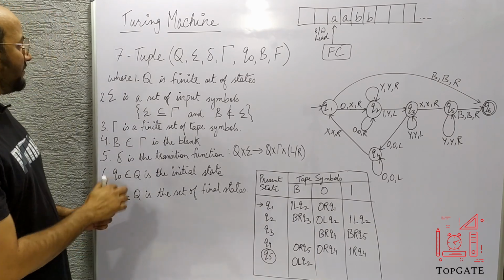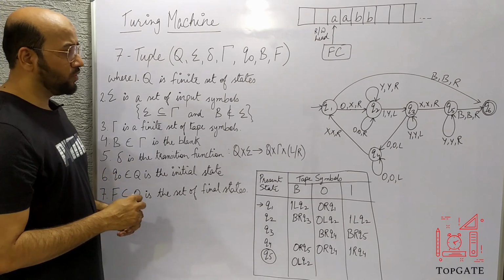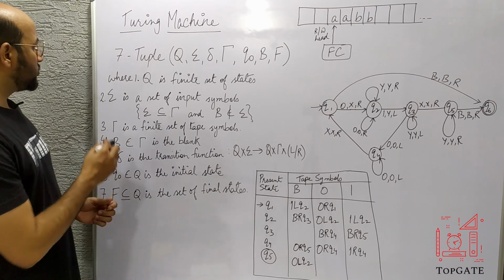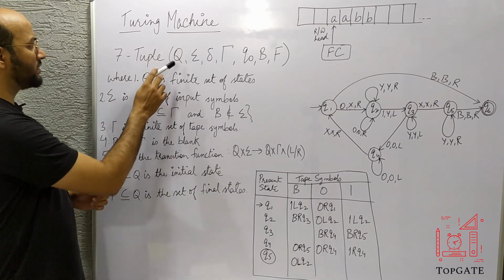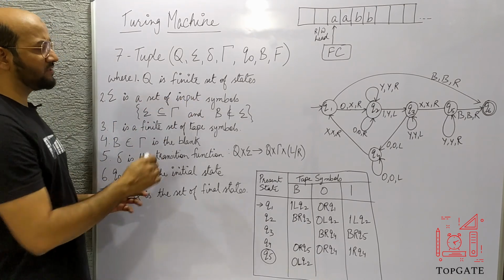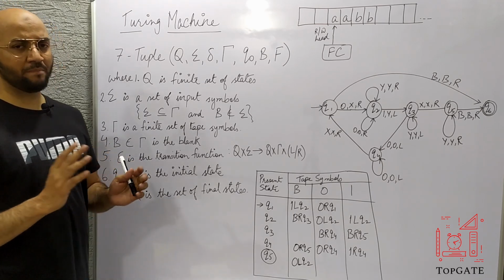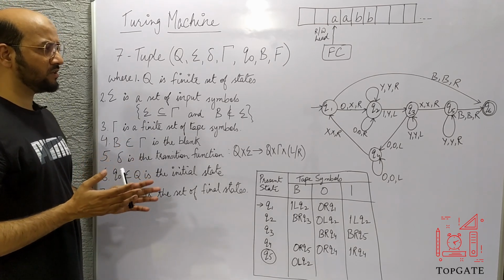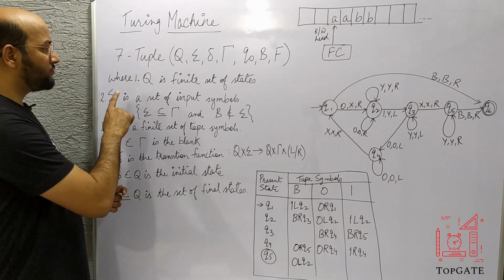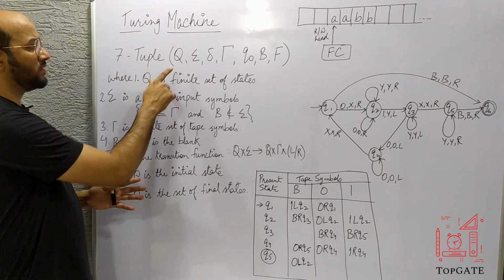First of all I will explain what these tuples mean, and then I will tell you how to read the Turing machine and how the operations are performed in it. The first one is Q. What is Q? Q is a finite set of states, like Q naught, Q1, Q2, Q3. Whenever we are accepting or generating any string, we are hopping from one state to another. So all the states that are there in the Turing machine will be included in the capital Q.